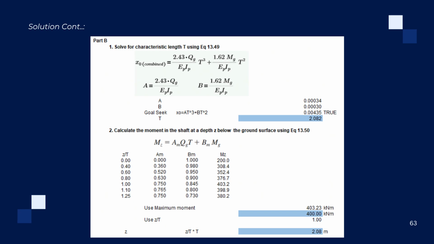Part B. The maximum bending moment in the drill shaft. Step 1. Solve for characteristic length. XO is equals to 2.43 times QG over EP times IP times T squared plus 1.62 times MG over EP times IP times T squared. Calculate the moment in the shaft at a depth below the ground surface. MZ is equals to AM times QG times T plus BM times MG.